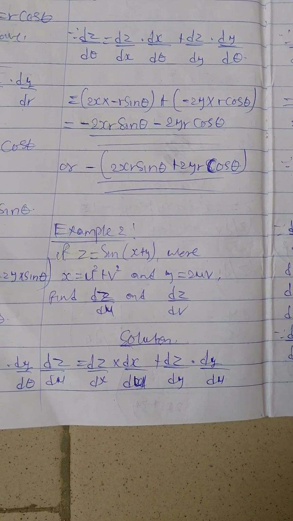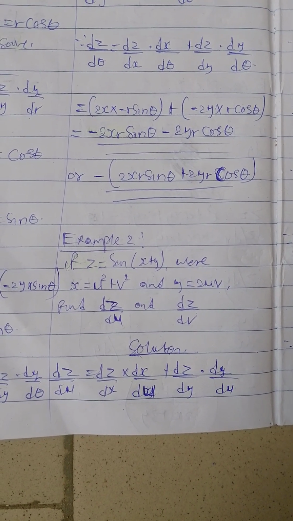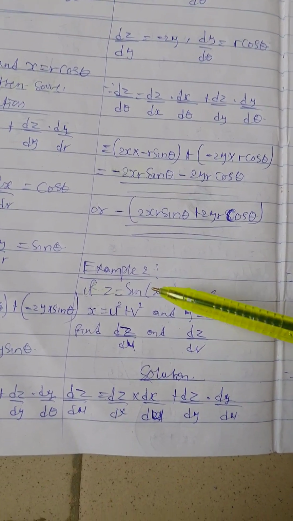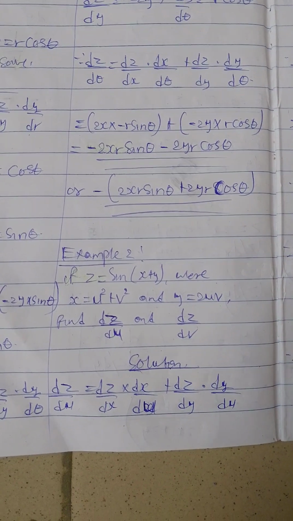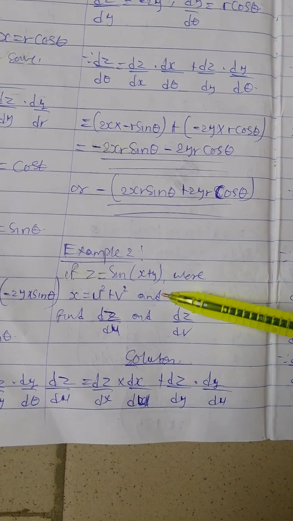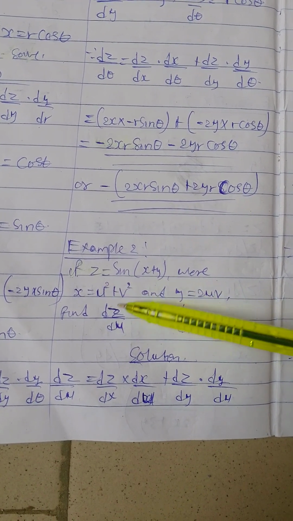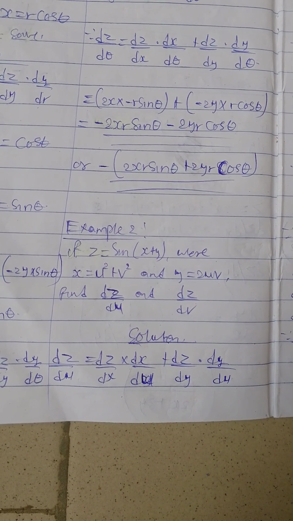Now I have question number 2. Question number 2 says that if z is sine of x plus y, where x is u square plus v square and y is 2uv, now therefore you have to do what?